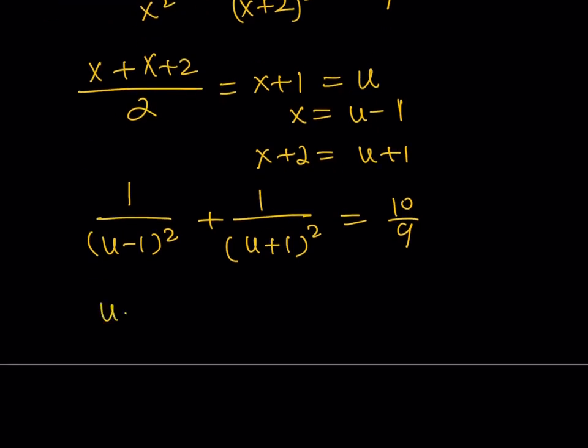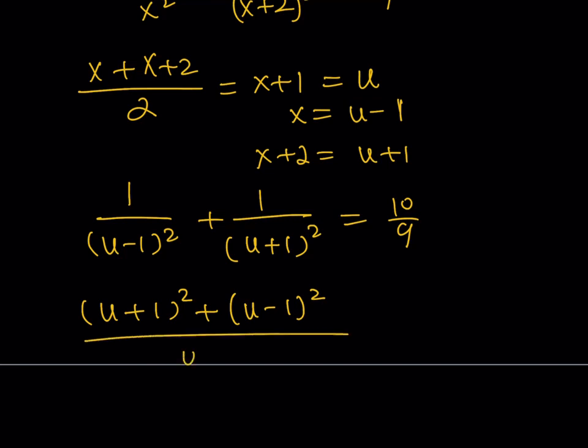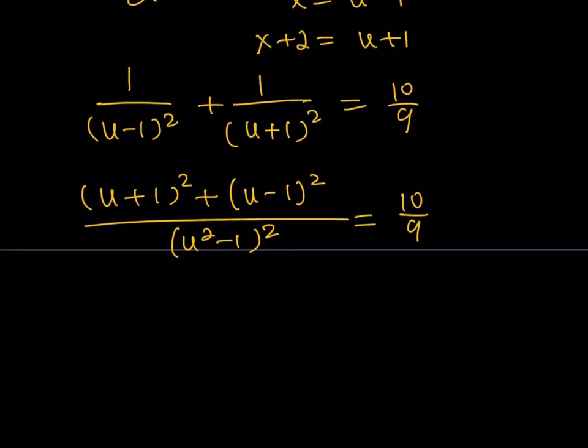So this one is going to have u plus 1 squared plus u minus 1 squared. That's the numerator. And the denominator is just going to be the product. Since these are conjugate terms, I can just go ahead and write it as u squared minus 1 quantity squared, and then this is going to equal 10 over 9. Now we can just go ahead and simplify the numerator and then do the cross multiplication maybe later.